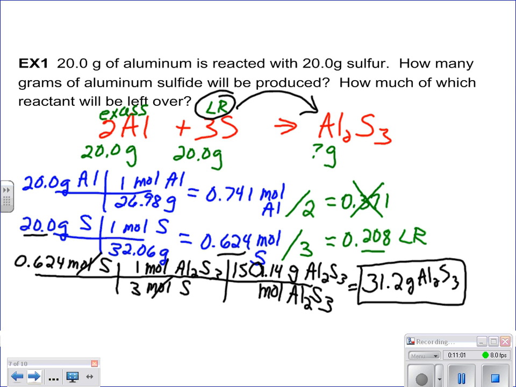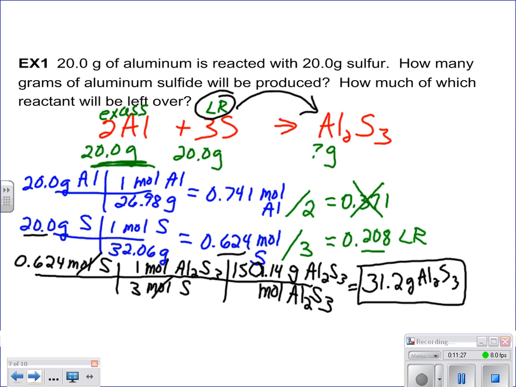Okay, looks like everybody's caught up. So now the second part says, well, how much of which reactant will be left over? So I want to figure out which reactant's left over. The aluminum. So the aluminum is in excess. I want to figure out ultimately how much of my aluminum is left over. Do you know what to do? Okay, what would you do?